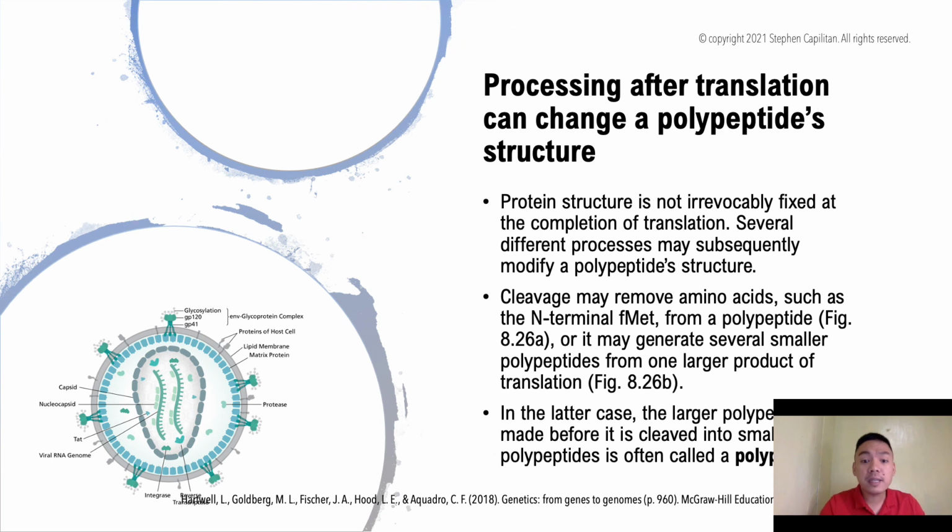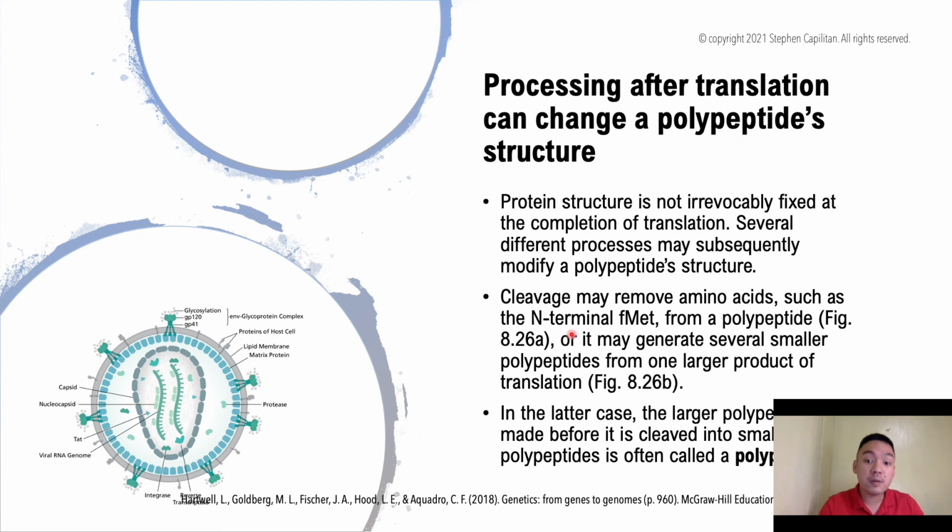Take note that there is also processing after translation that will change the polypeptide structure. So protein structure is not irrevocably fixed at the completion of translation. There are several processes that may subsequently modify a polypeptide structure. So the structure that you found from the termination stage would be modified along the way.